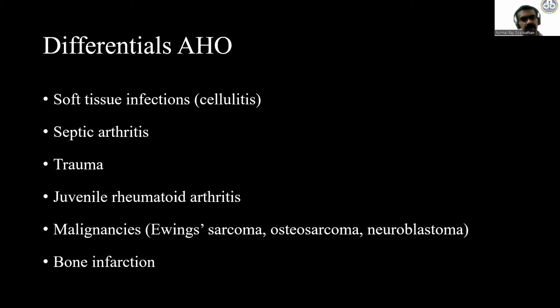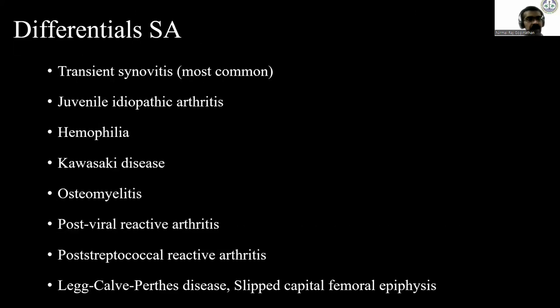So we have few differentials for osteomyelitis. It may be cellulitis, trauma, juvenile rheumatoid arthritis, malignancies, bone infarction, and septic arthritis. The number one differential is transient and viral reactive synovitis, as shown here.